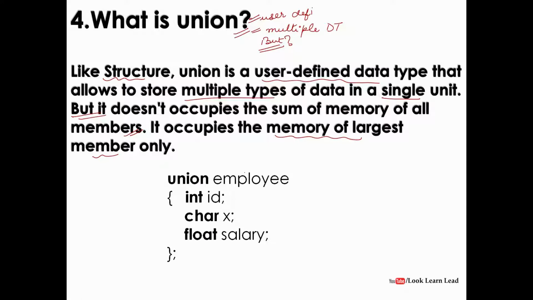It is a union employee. We have 3 types: integer, character and float. For integer it would be 2 bytes, for character 1 byte, and for float 4 bytes. What is the maximum of 2, 1 and 4? It is 4. So 4 bytes would be the size of union.